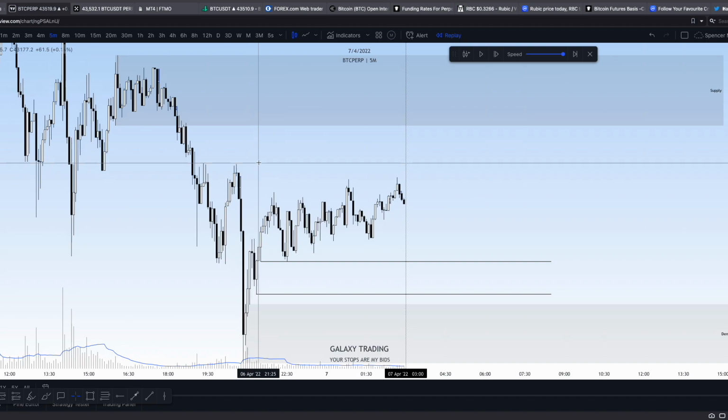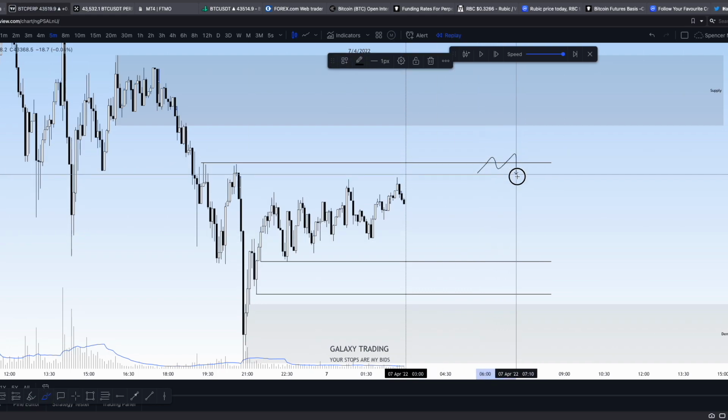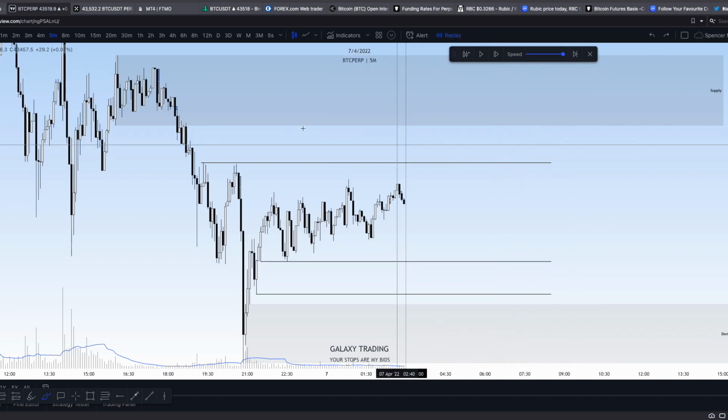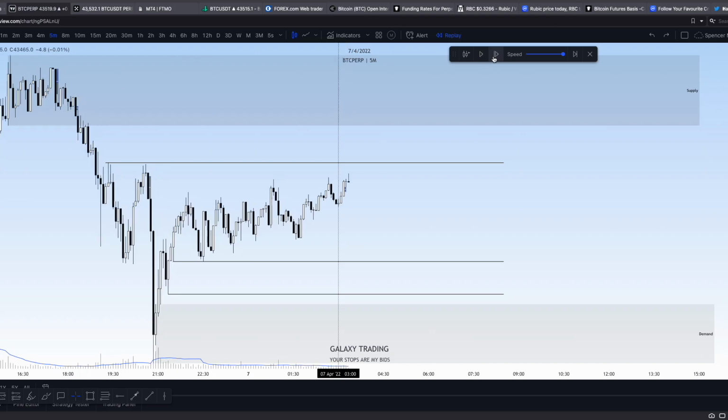And then we have these equal highs over here. So these right now are our liquidity that we're looking for. So if we get a sweep of the high, then we can look for targeting this area, and vice versa. So all we're going to do right now is just let price play out. We're in the London kill zone, so we can start looking for positions.